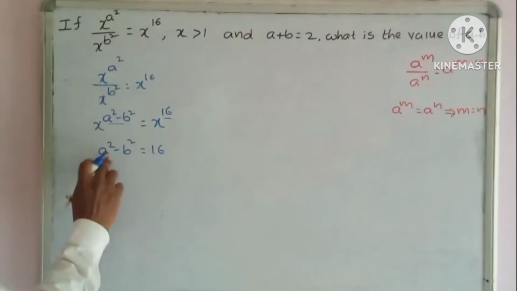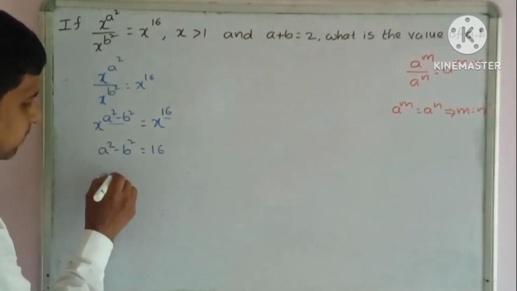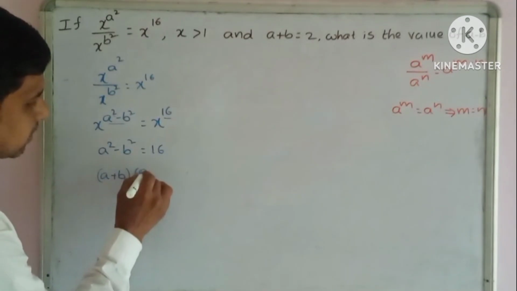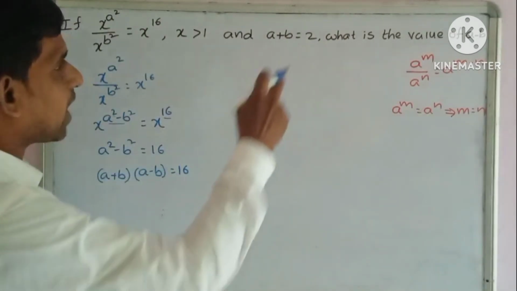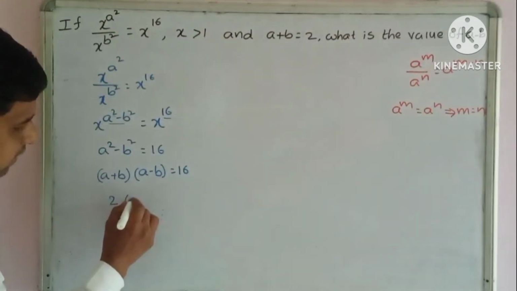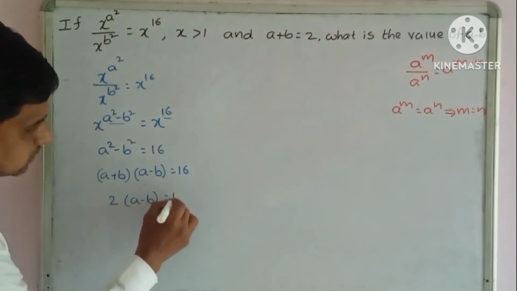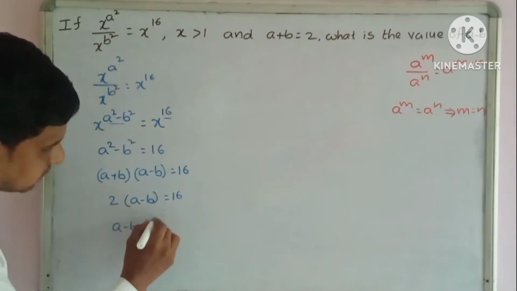We know the formula for a² − b². What is the formula of a² − b²? (a + b)(a − b) = 16. So the value of a + b is 2, so 2 times (a − b) = 16.